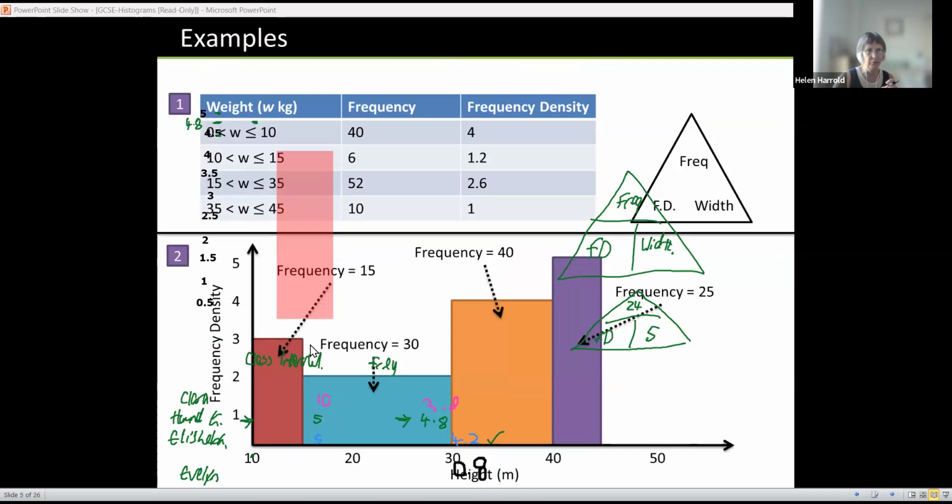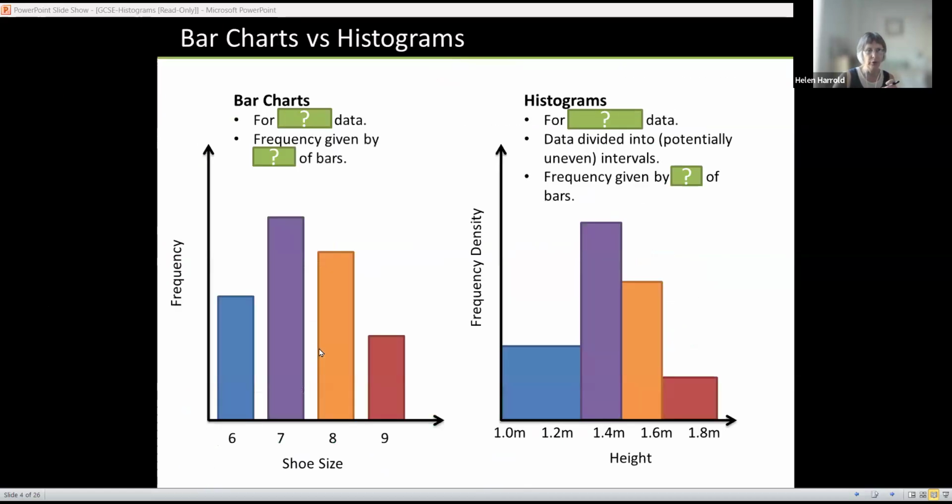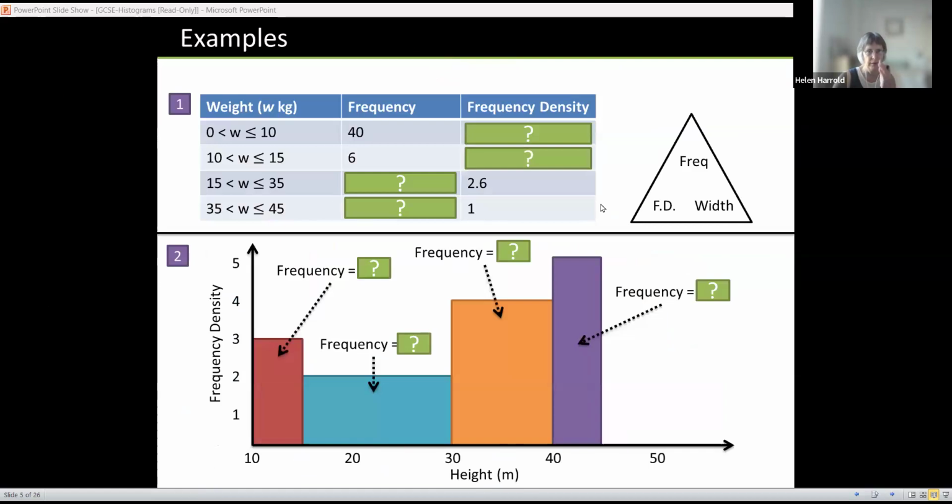So if you're thinking, I don't really get all this, maybe what you can get is the first part of it: if you're just given a table, working out the frequency density. We're doing a bit more advanced than that. But if you can get the first part, then that's really good.